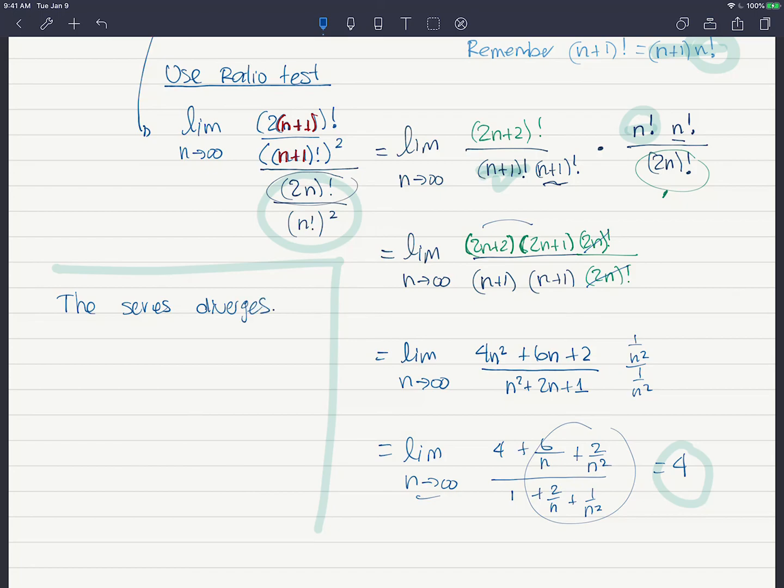Okay, so this is a nice example to use the ratio test and its power, and you have to be careful with the algebra that works out, and we'll get it.